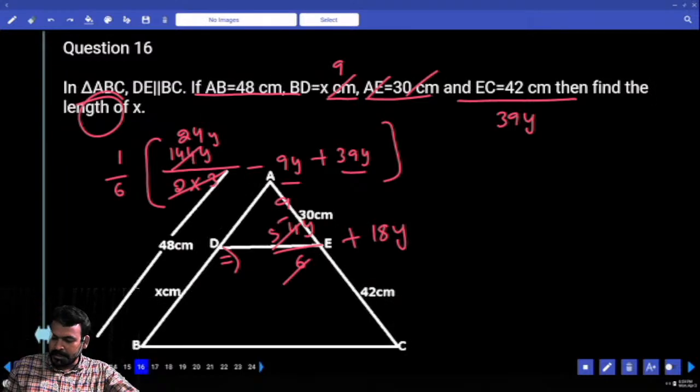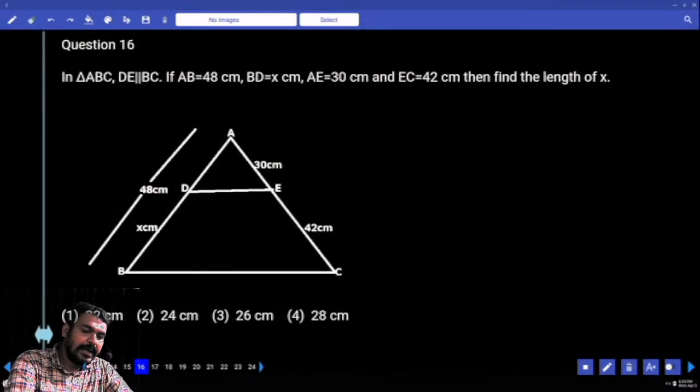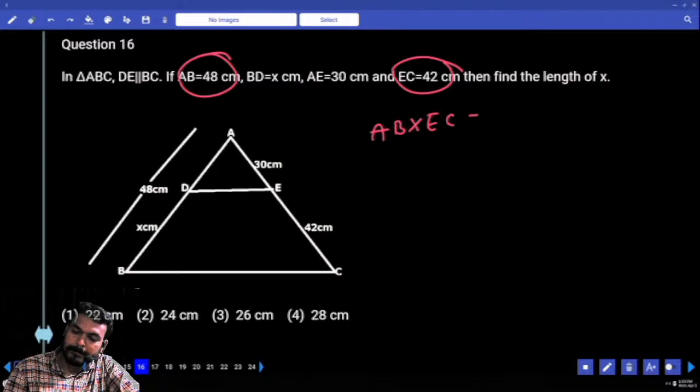Next, question number 16. In triangle ABC, DE is parallel to which one? BC. AB equal to 48 and BD equal to x centimeters, and AE value 30 and EC value 42. Find the length of x. What is the AB value? 48. What is the EC value? 42. Then we write AB into EC.